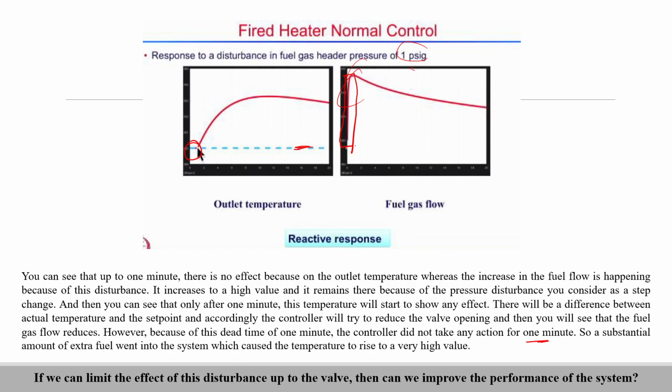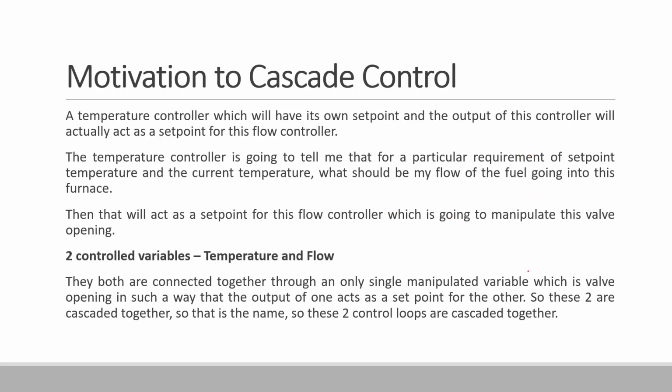So in order to develop an optimal control, we need to limit the effect of the disturbance only to the valve. That is, if the pressure increases or if there are any disturbances, the flow rate should still remain constant unless we are manually changing it, that is, we have increased the set point. So how can we limit the effect of the disturbance up to the valve? For that, we need to use an additional control loop, which we will study in cascade control.